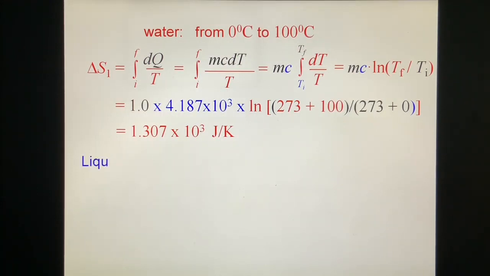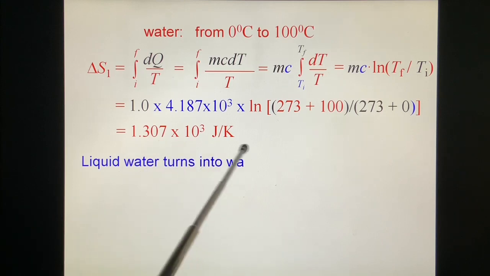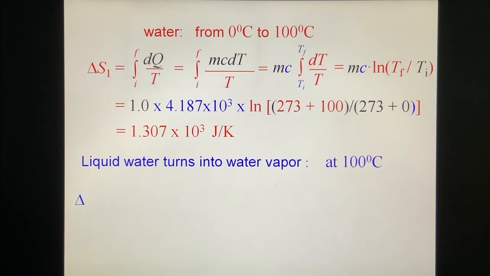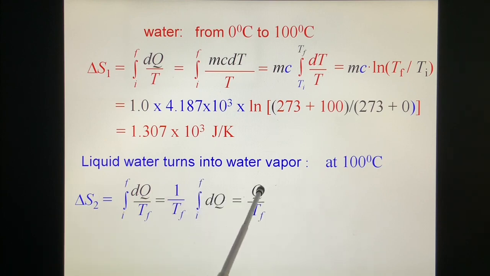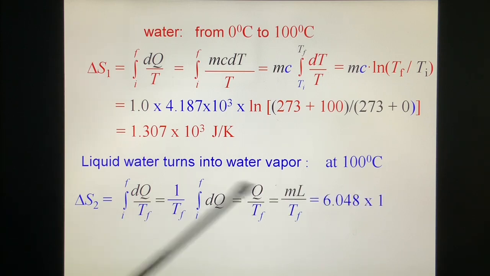Next, we have liquid water turned to water vapor at 100 degrees Celsius. Delta S2. In this case, the temperature is constant, 100 degrees Celsius, 373 Kelvin. This is a constant, so we take it out. So we get 1 over T final times Q. This Q is mL. We put the numbers inside, and we get 6 point.